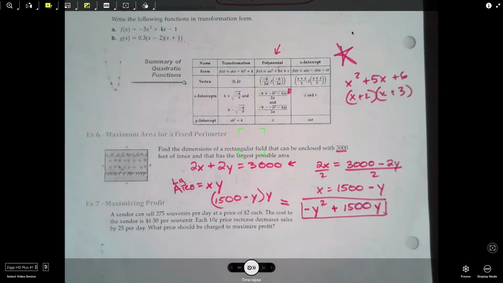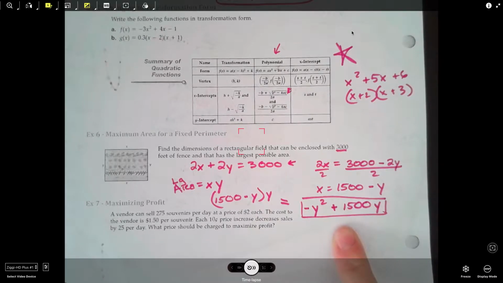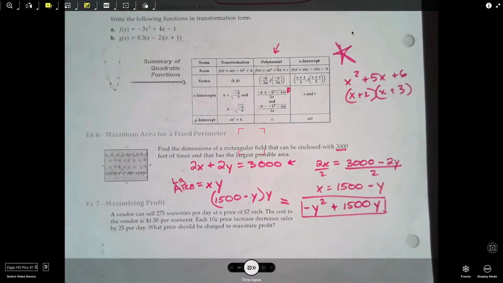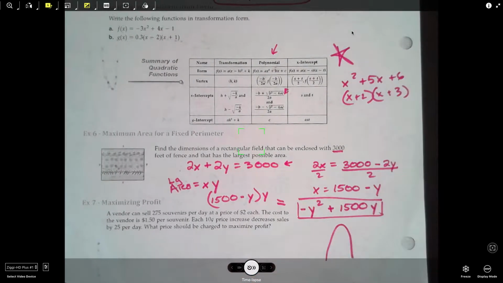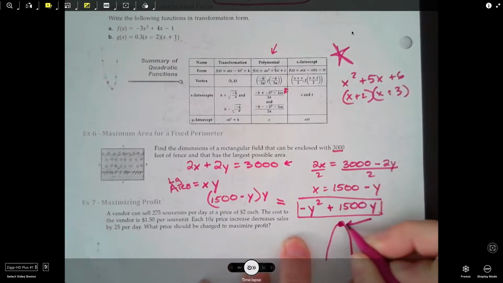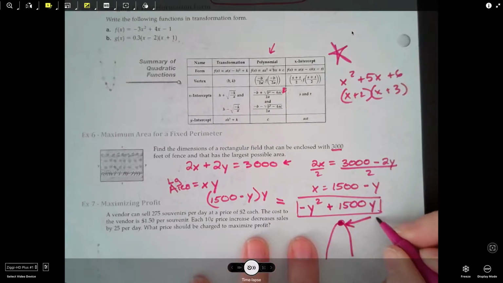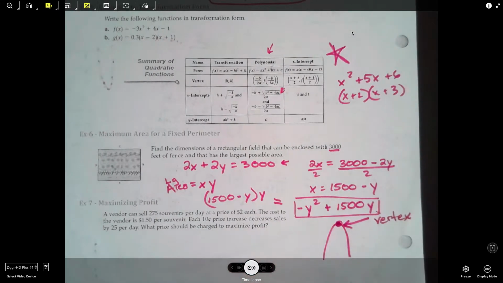Okay? When I'm trying to find maximum, think about graphically what that will look like. Think about graphically what the equation negative y squared plus 1,500y looks like. It's a parabola, right? What kind of parabola? Negative. Down. It's going to look like this. If I'm trying to find the maximum, basically I'm trying to find this point. What is that? The vertex. Basically, it's like saying find the vertex of this equation.